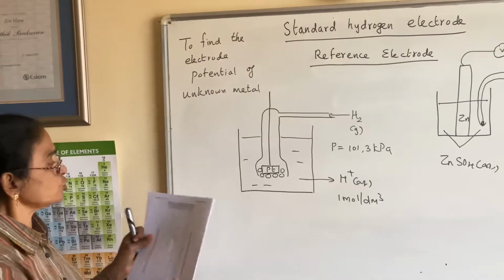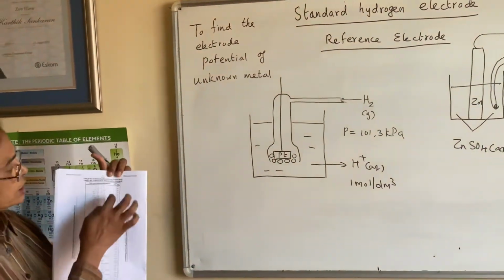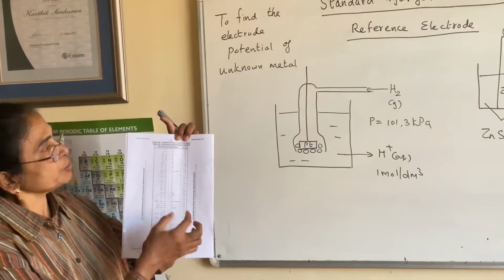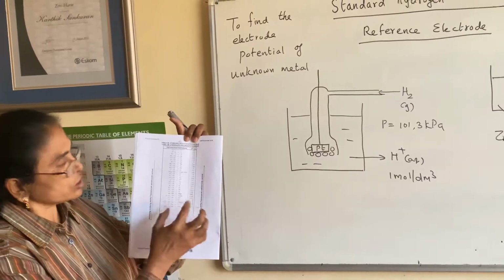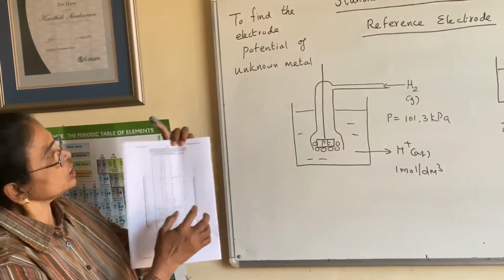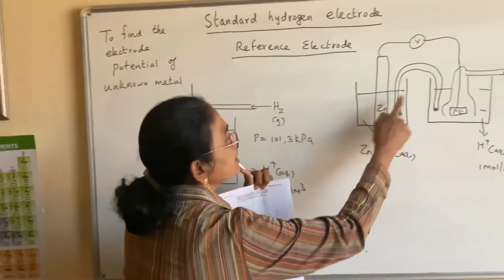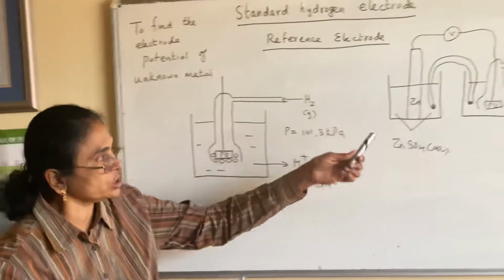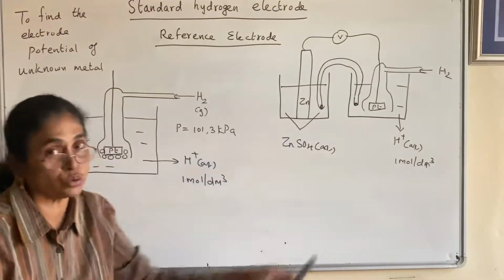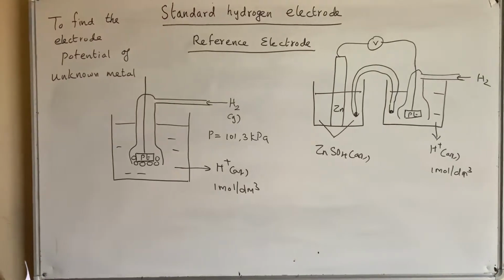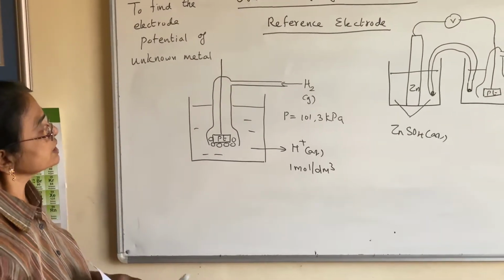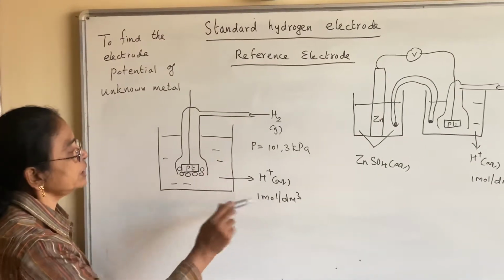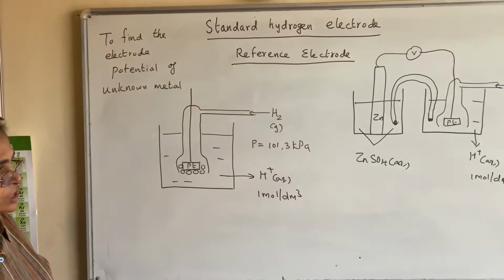So what is electrode potential? These are the values given on the right hand side. It shows the difference between the electrode potential of this metal and hydrogen. Here you must follow the standard conditions. Temperature must be 25, pressure must be 101.3, and the concentration must be 1 mole per decimeter cube.